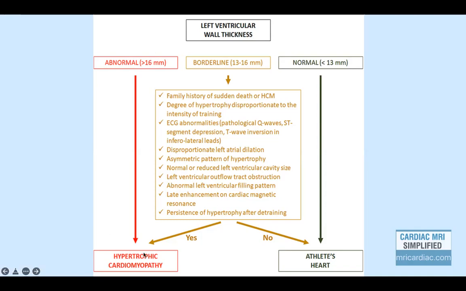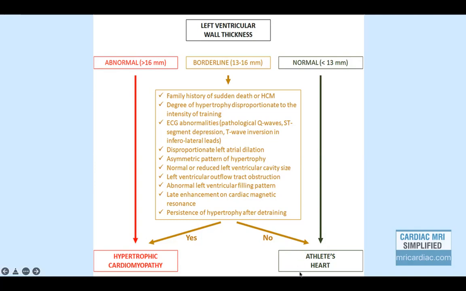HCM usually has an asymmetric pattern of hypertrophy. The septal wall is usually more thickened, and that may give an important clue. Also important to look for the LV cavity size. The LV cavity size will be reduced in HCM, but it will be normal in athletic patients. Presence of SAM and left ventricular outflow tract obstruction will be seen in HCM patients, along with late gadolinium enhancement, which is classically seen in HCM patients.